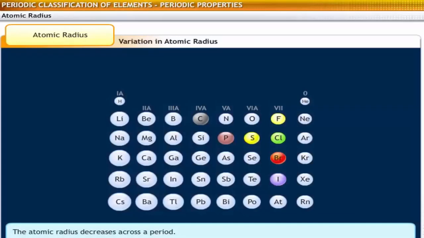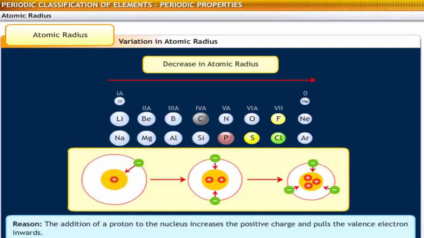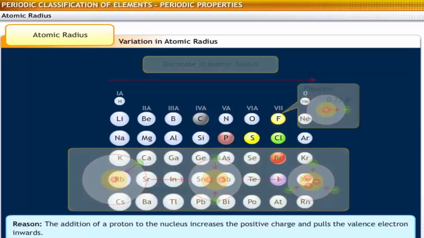Let us now analyze the variation in atomic radius. Atomic radius decreases across a period. This happens due to the addition of a proton to the nucleus, which increases the positive charge. This pulls the valence electron inwards, resulting in a decrease in the atomic radius. Fluorine, a halogen atom, has the smallest atomic radius of 0.72 angstrom units.